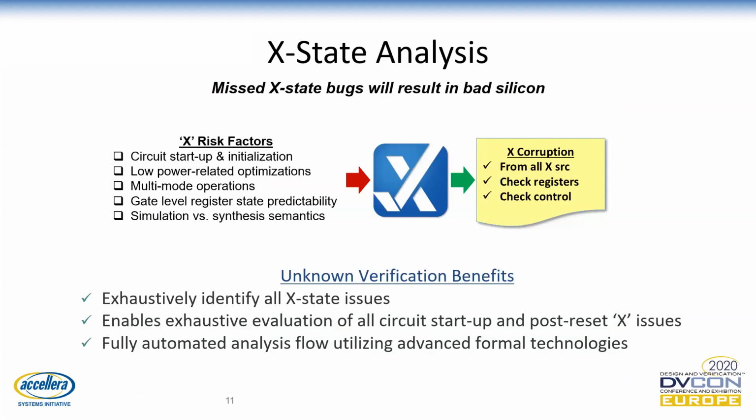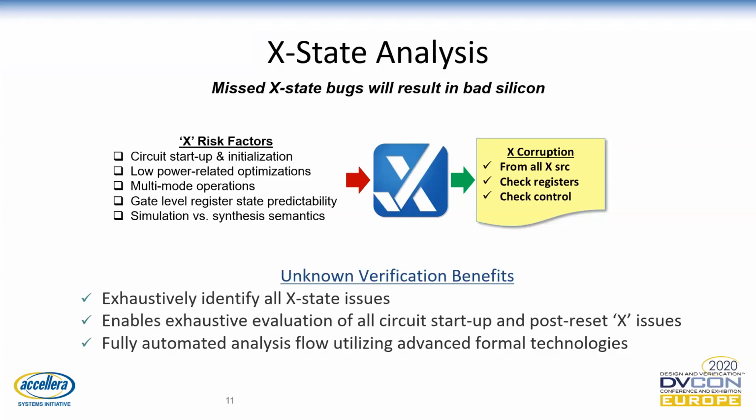So X states can be generated during circuit startup or initialization, during low power or multi-mode operations, or from simulation synthesis semantic inconsistency. And these can all lead to bad silicon. While finding issues with unknowns can be difficult with manual reviews, formal tools can verify that an RTL design is safe from X issues.